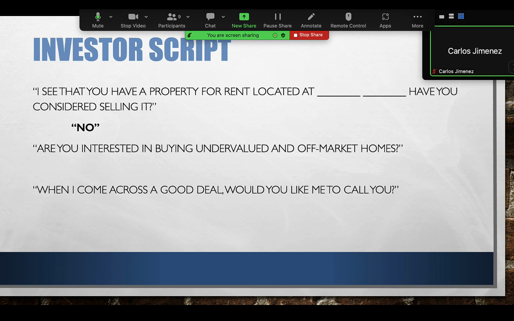So here's our investor script. This script has made me hundreds of thousands of dollars over the years, and it's so simple. This is the one you could use for a property for rent, right? I see that you have a property for rent located at 123 Main Street. Have you considered selling it? So we're just calling a property for rent. We could be calling a VRBO. I see you have a property on Airbnb located at 123 Main Street. Have you considered selling it?